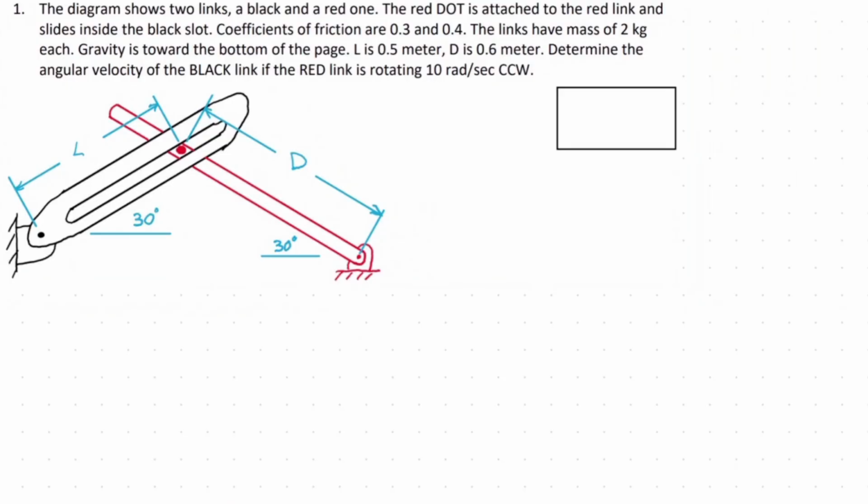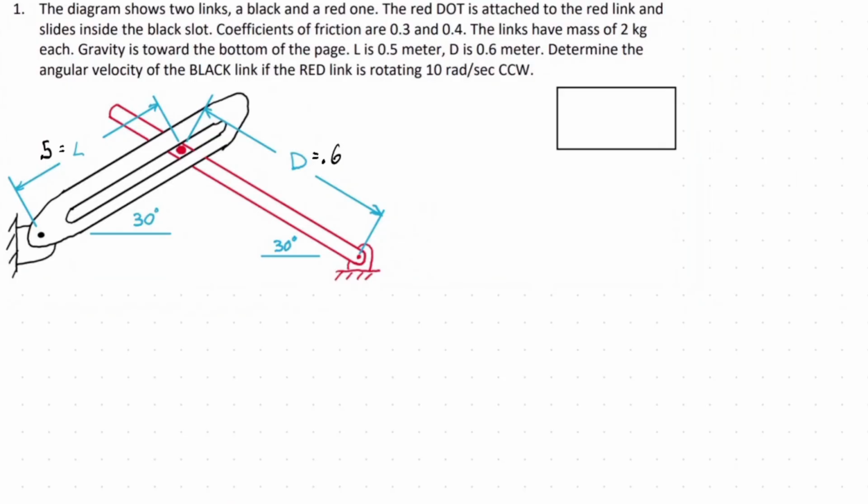So the diagram shows two links, a black and a red one. The red dot is attached to the red link and slides inside the black slot. Coefficients of friction are 0.3 and 0.4, and the links have a mass of 2 kg each. Gravity points towards the bottom of this page. L is 0.5 meters. D is 0.6. I'm just going to fill that in straight away. So this is 0.5 meter, and then this over here is 0.6. Easy peasy.